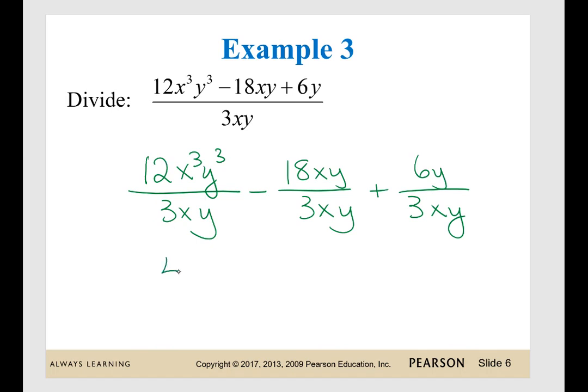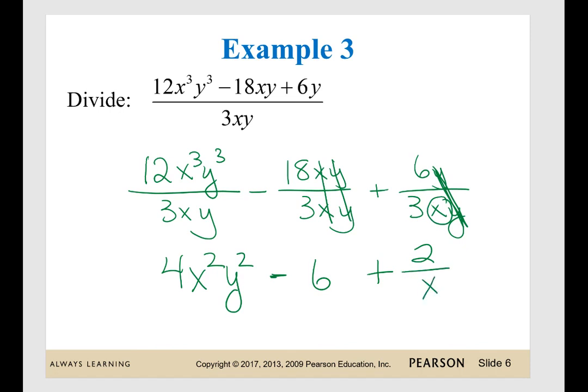There are the 3 division problems I should have, and then I'm going to do each of these individually. 12 divided by 3 is 4. X cubed divided by x is x squared. Y cubed divided by y is y squared. So there's our first term, minus. Now here I notice the x's and the y's will divide out, so those are gone, and 18 divided by 3 is 6. Bring down the sign. Here I notice the y's will divide out. 6 divided by 3 is 2, but notice that the x is still in the denominator, because there's nothing else that I can work with. There are no other x's, so the x has to stay in the denominator. There's our final answer.